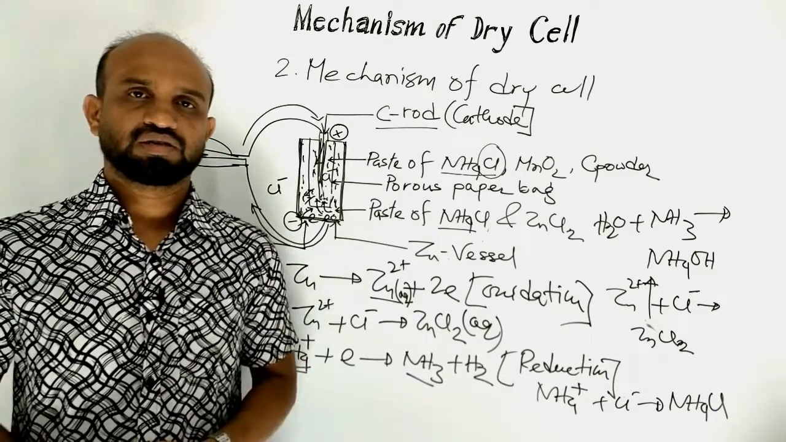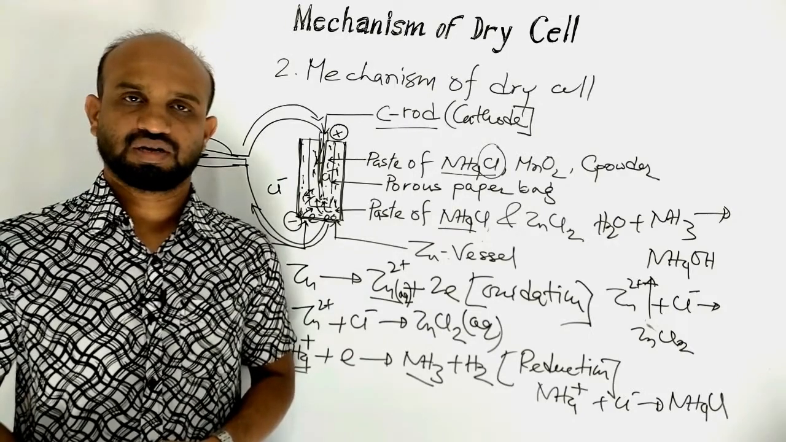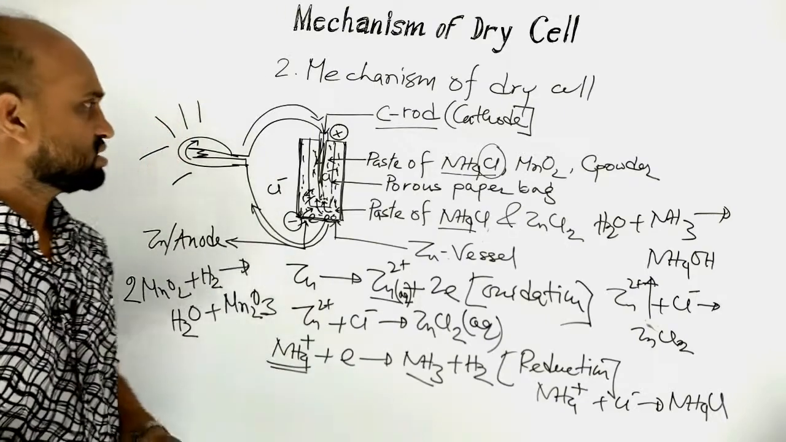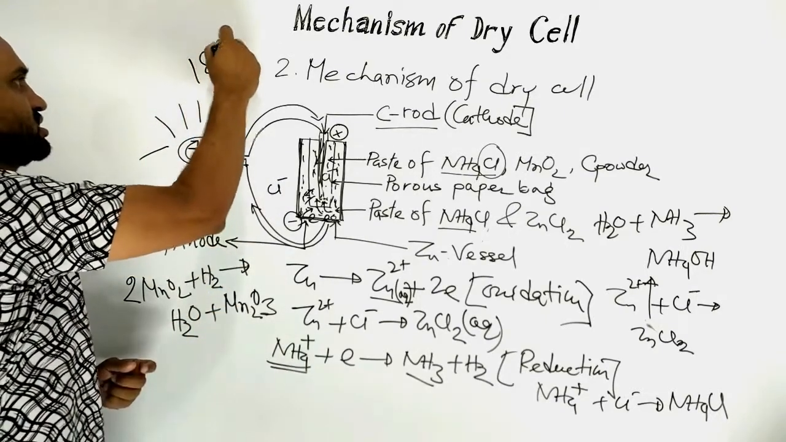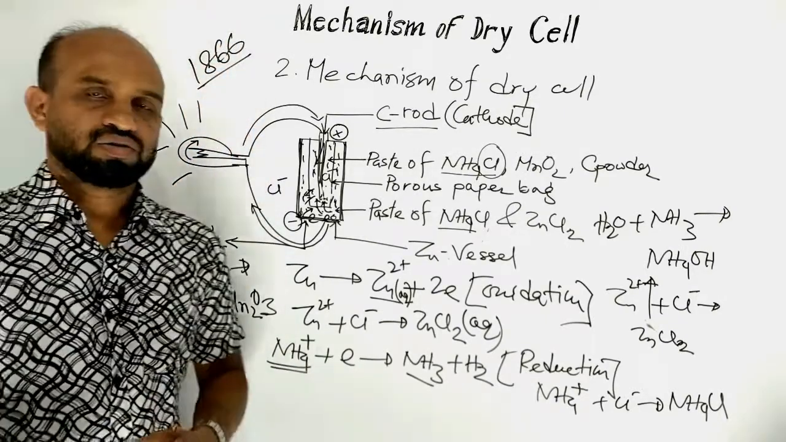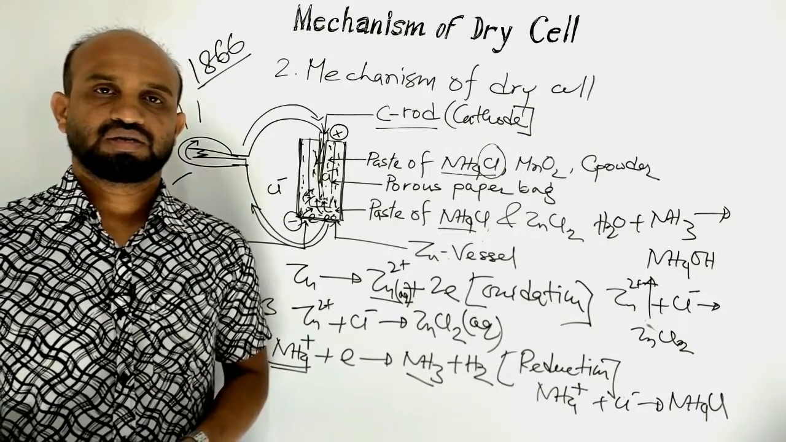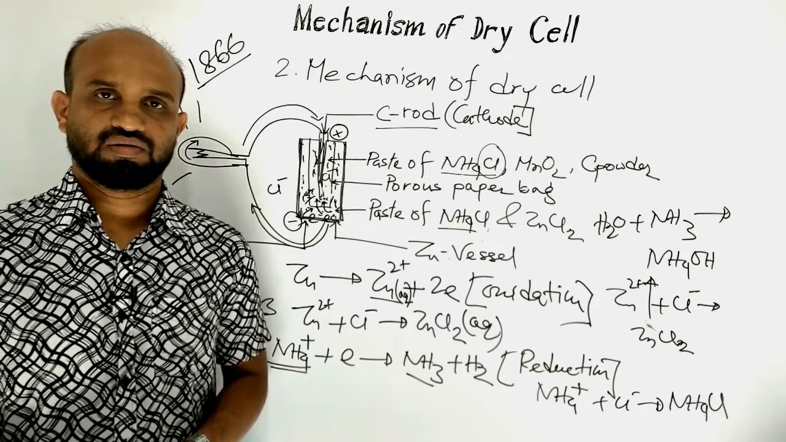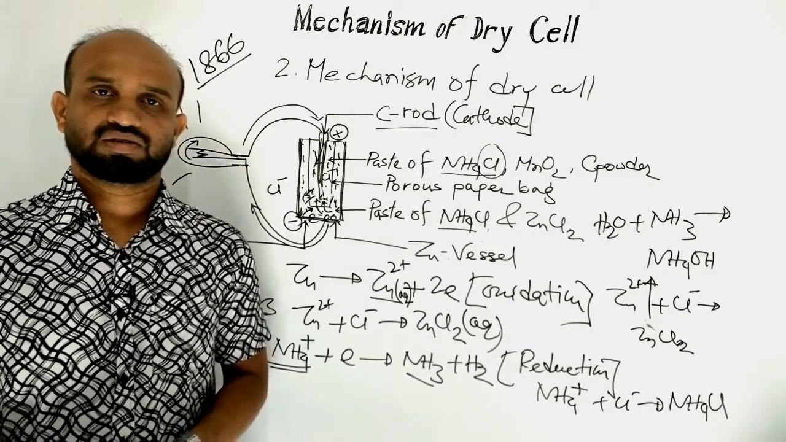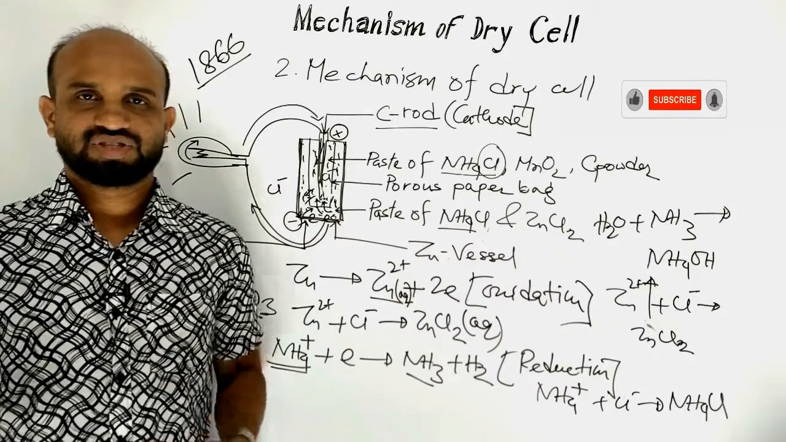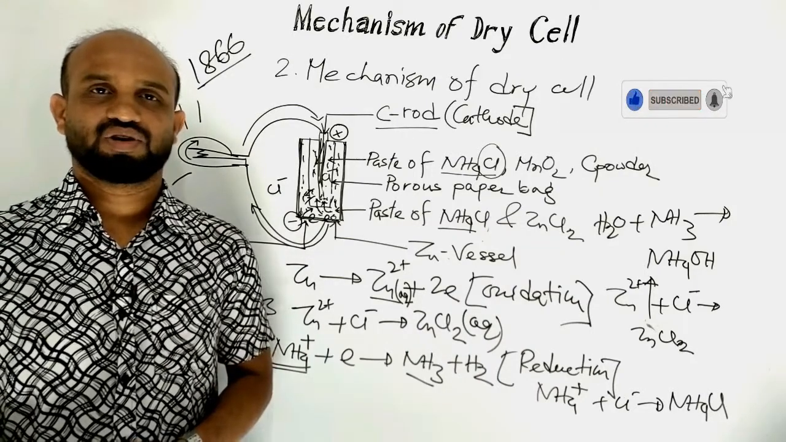This dry cell, sometimes called Leclanche dry cell, because in the year 1866, French scientist Georges Leclanche invented this cell. That is why this dry cell sometimes called Leclanche dry cell. This is all about mechanism of dry cell.